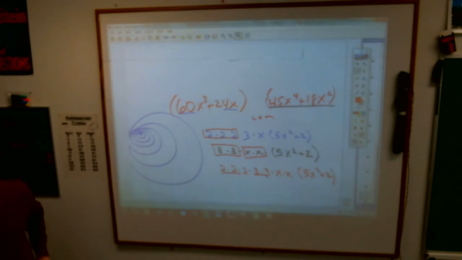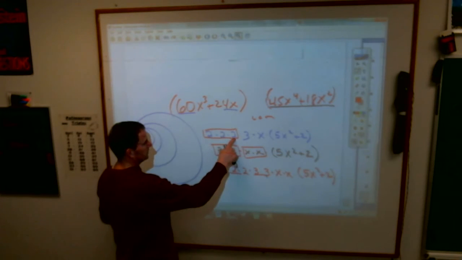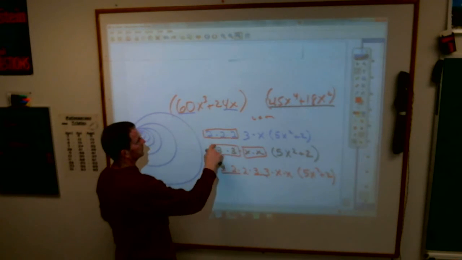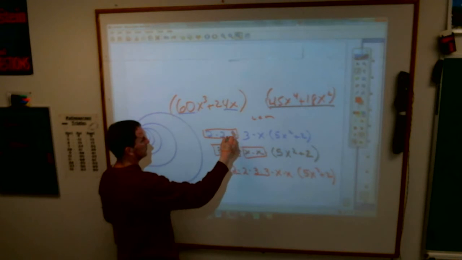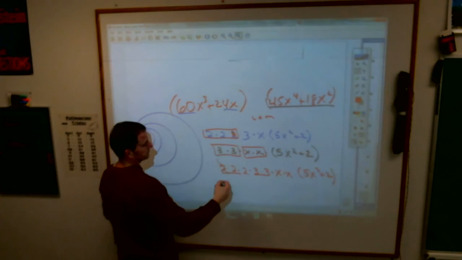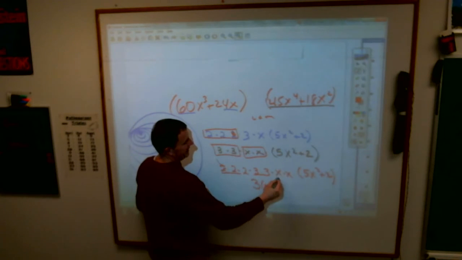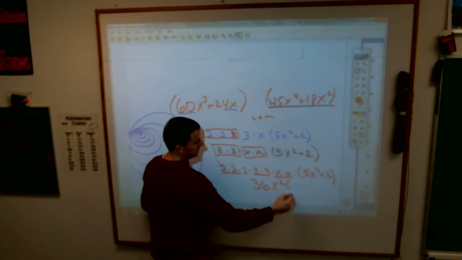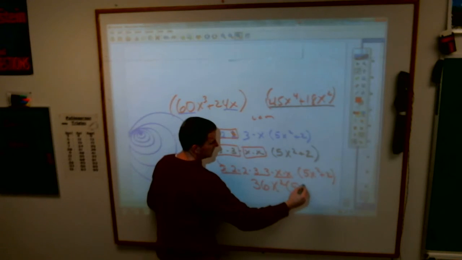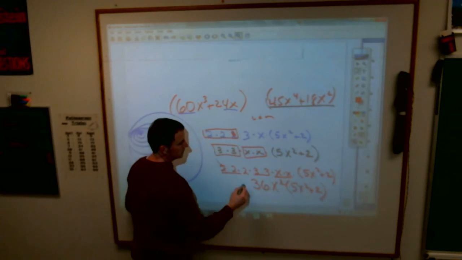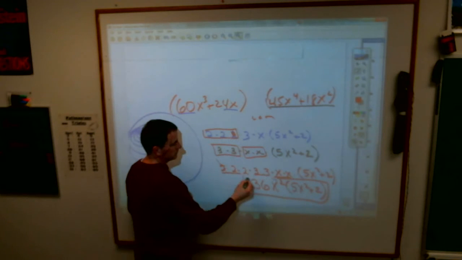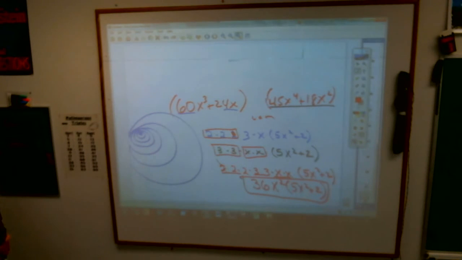Wait, what did I do wrong? Somebody stop me. Did I do this wrong? So there's 3 of these here? Oh, I only wanted 12. This is 24. That's why, there's only 2's there. I wonder why my answer in the book was wrong. 4 and 9 is 36. X squared times 5x squared plus 2. Anybody have remotely close to that?